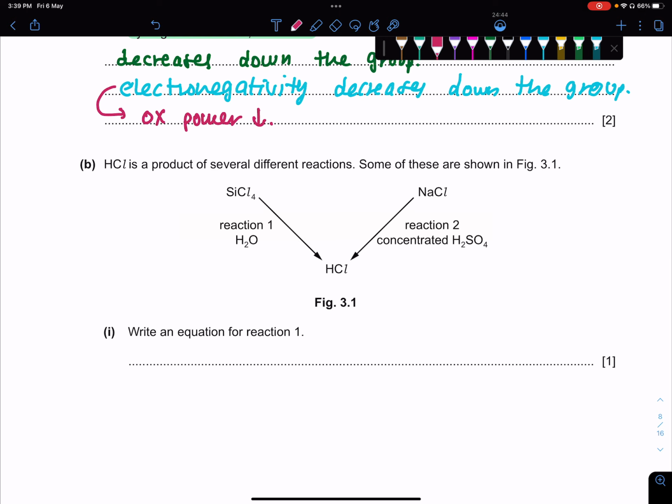Write an equation for reaction 1. SiCl4 undergoing hydrolysis is very easy. SiCl4 plus H2O forms SiO2 plus HCl. You have to balance that: 4 HCl, so 4 here and 2 here. You have to remember this is the hydrolysis reaction, right?